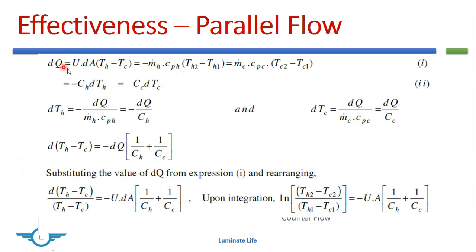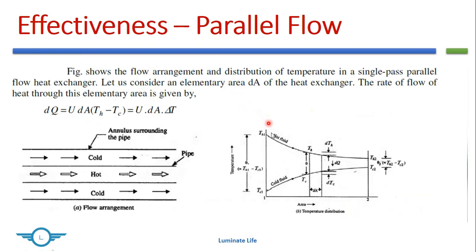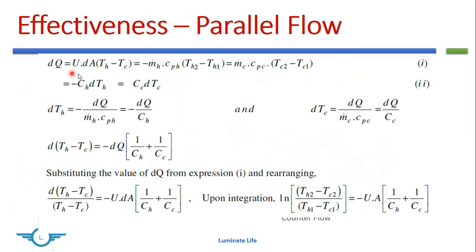So we have dq is equal to U into dA into Th minus Tc. Here the hot water temperature is decreasing. So if we take in the direction of heat transfer, final minus initial will be Th2 minus Th1, which will always give you a negative value, whereas Tc2 minus Tc1 will be a positive value. So to counteract the negative value in the temperature, we are adding a negative sign here. This we already discussed in the LMTD derivation. So this dq can be written as minus Ch into dTh, which is the same as Cc into dTc.